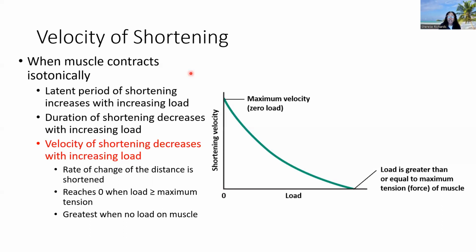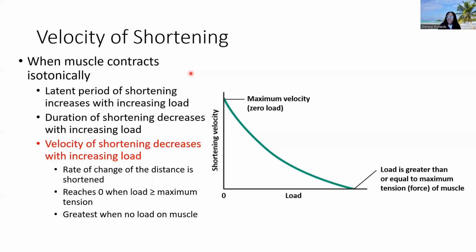Because the duration of shortening, the period with which that contraction can be sustained, will decrease as the load gets heavier. If I'm lifting a heavy piece of furniture, I can't sustain that contraction for more than a couple seconds. So as that load gets heavier, the duration of shortening decreases. The third factor here is the velocity of shortening, which is the speed with which that contraction can happen. And the velocity will decrease as the load increases.